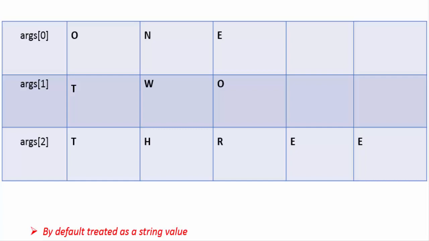A very important thing to be noted here is that the command line arguments are by default treated as string values. So it's not necessary that you supply only a string value at the time of execution of a program. You can even supply integers, floats, etc., but they will be treated as string values. To make it more clear, I will execute one program by passing command line arguments at the time of its execution. So let's have a look at it.